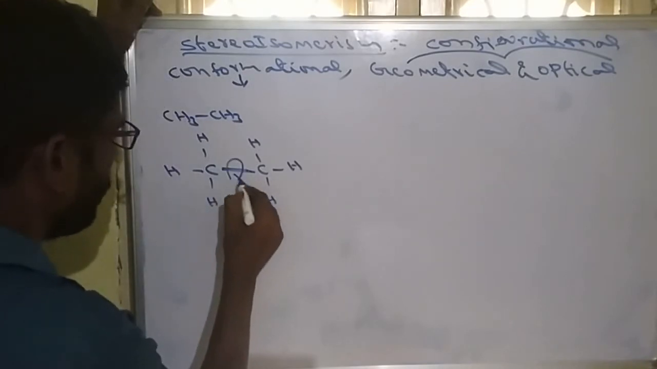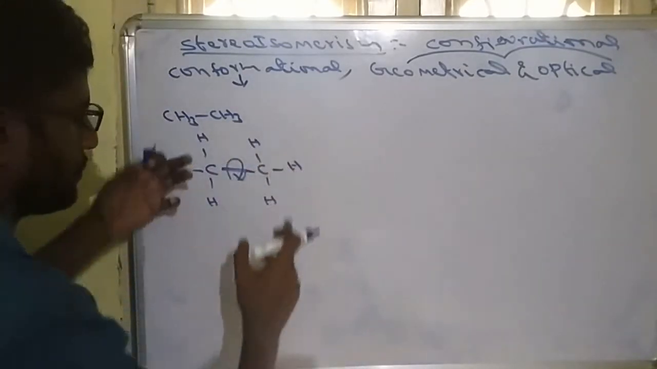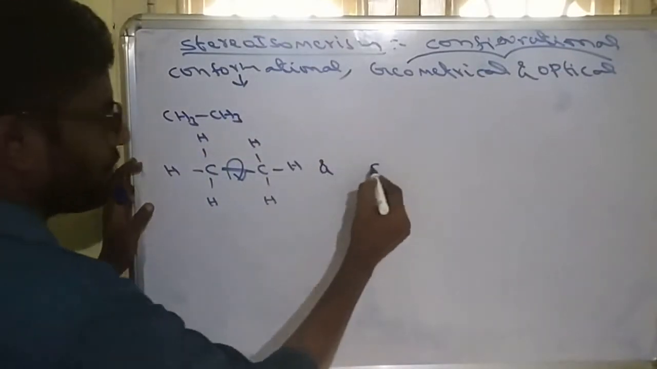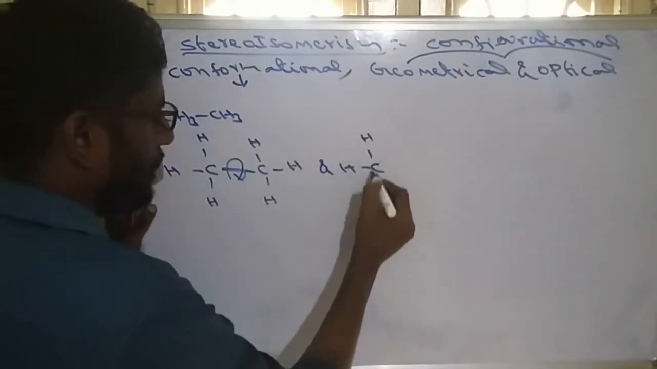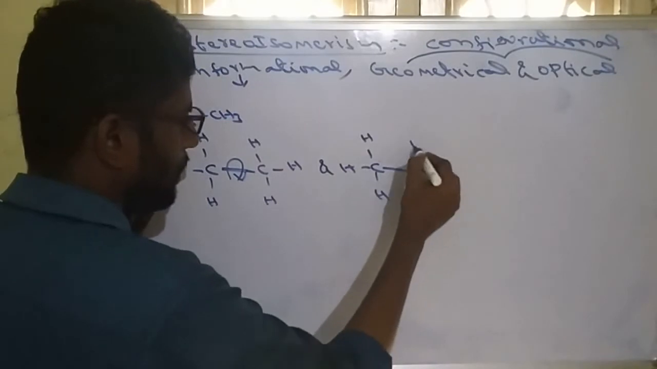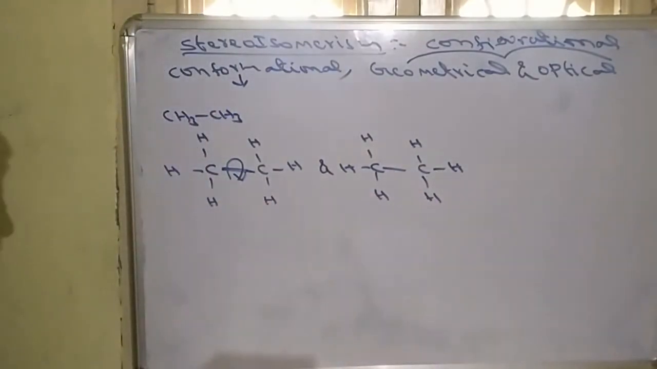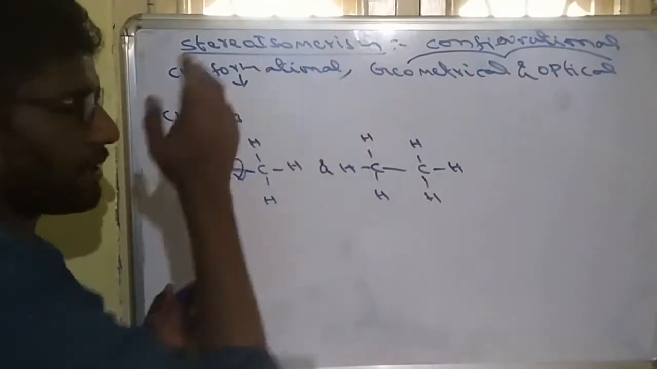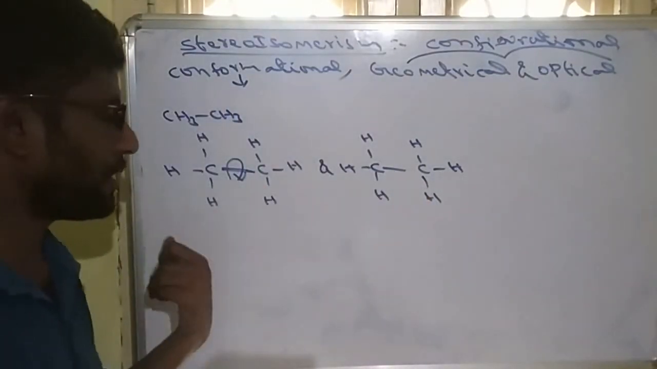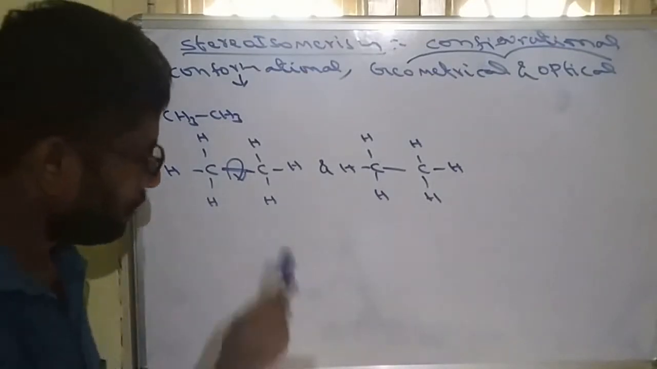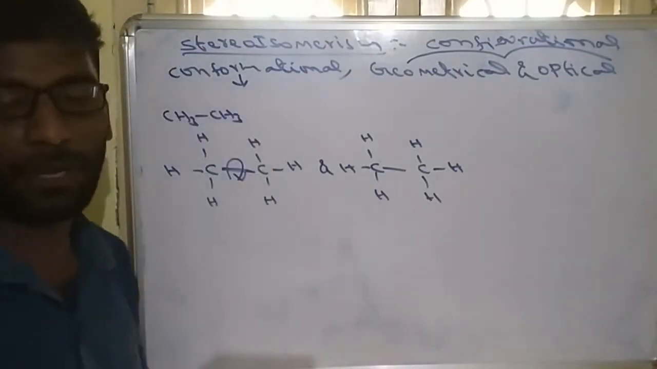If we hold this bond and rotate the other, what structure will form? CH3 single bond CH3 again. Is there any difference in the two structures? After rotating, this structure is forming. Any difference? Both seem to be the same. The structures are the same, so those are not isomers. But we call these two conformational isomers.